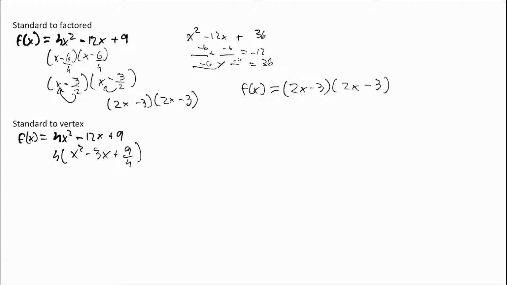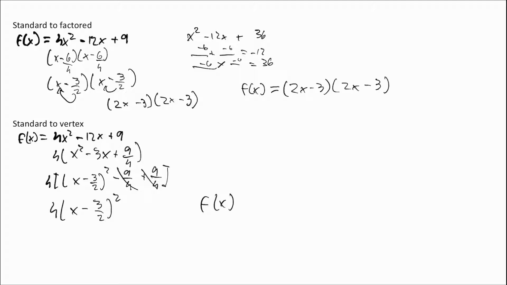And then I complete the square, so I put brackets, x minus 3 over 2 squared, and then I subtract 3 over 2 squared, which will get me 9 over 4, and then plus 9 over 4. Then I can see that I can cross these out, so that will get me 4 times x minus 3 over 2 squared. So my vertex form is f of x equals 4 times x minus 3 over 2 squared. Okay, that is our vertex form.